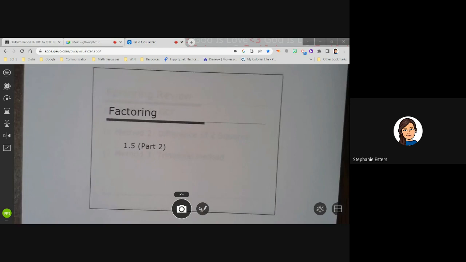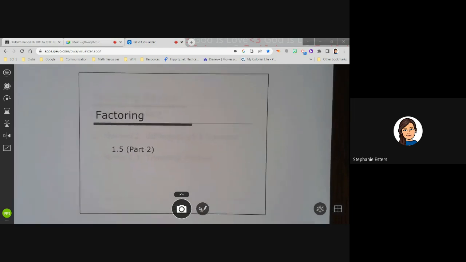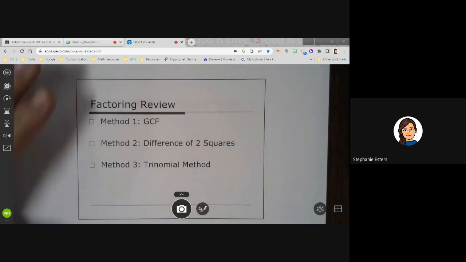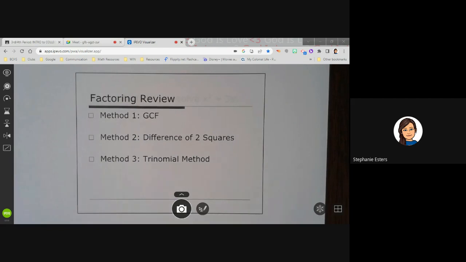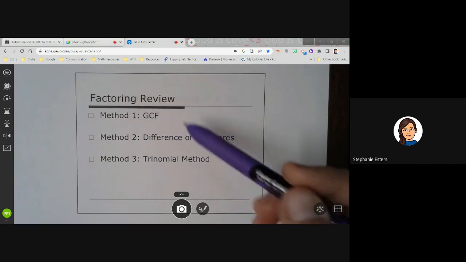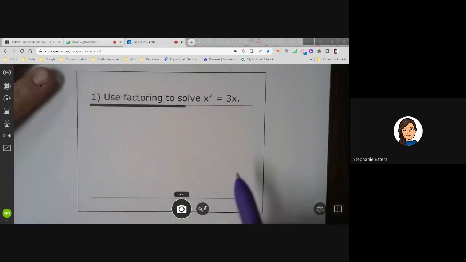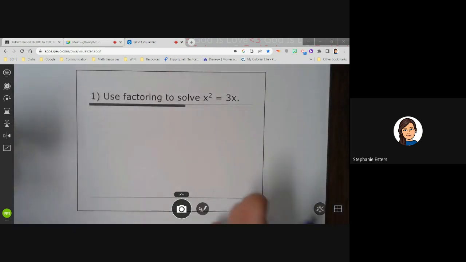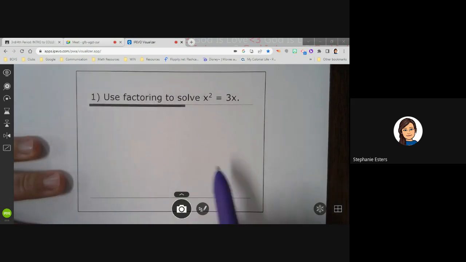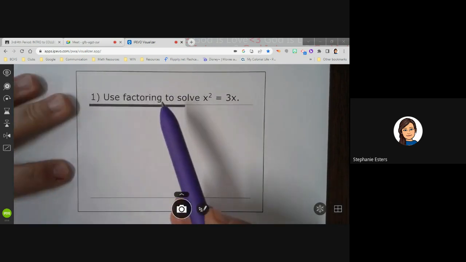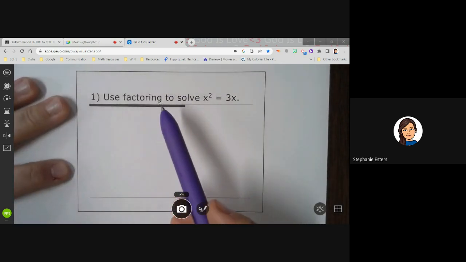So factoring part 2. Yay, more math. I know, you're so excited. Really quick, so far we've talked about GCF, difference of two squares, and trinomial method. These will continue to be the 3 main factoring methods and the order in which we will complete them for the rest of the course. So now we're going to focus on solving by factoring.